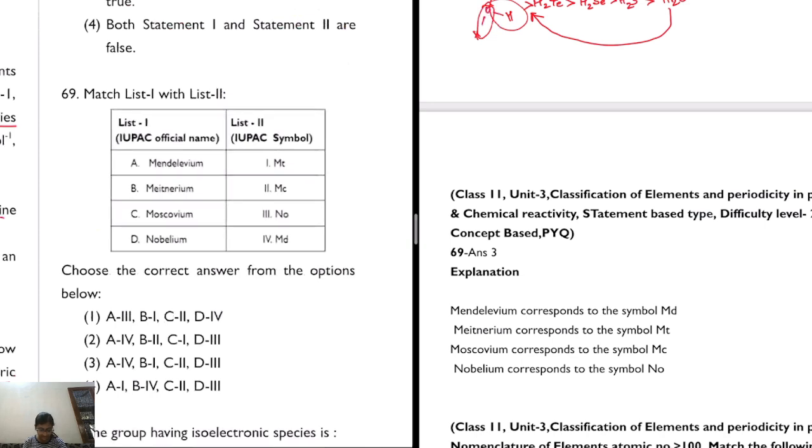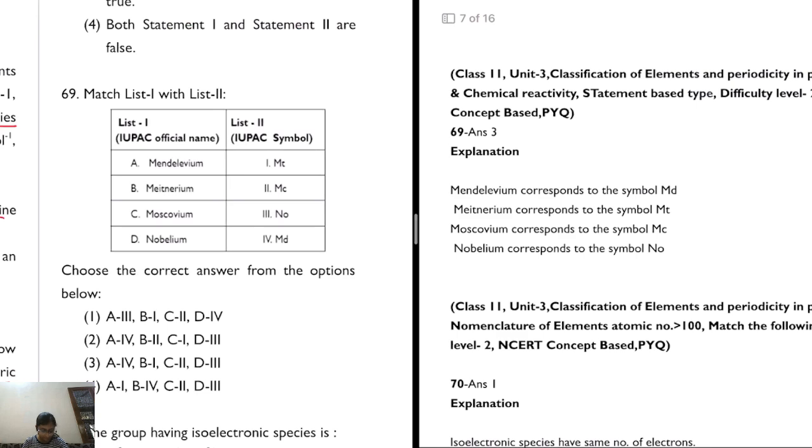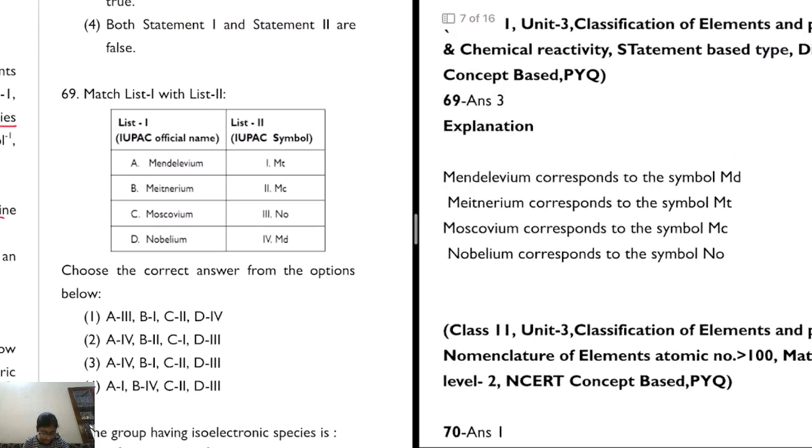So this is easy. We have to match the column. What is Mendelevium? It's Md.